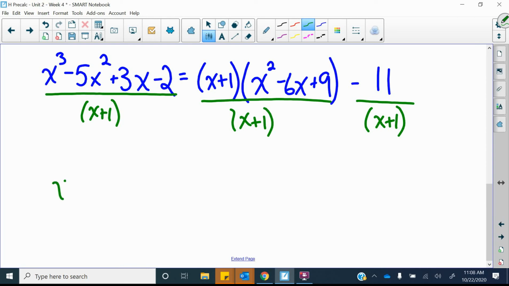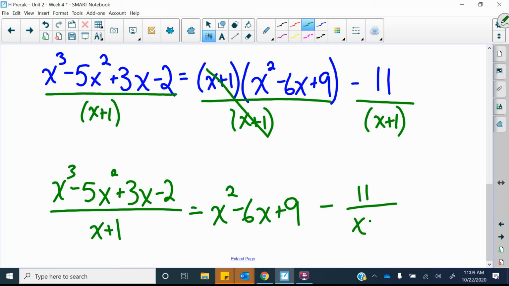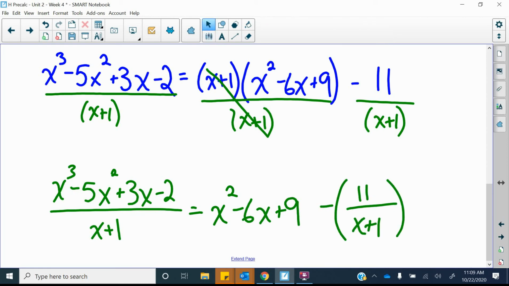So we are left with, for our final answer, our dividend divided by our divisor equals, notice the divisors eliminate each other, -6x + 9 - 11 over x + 1. Okay, and this is our final answer in fraction form.